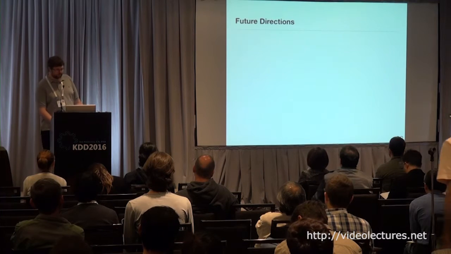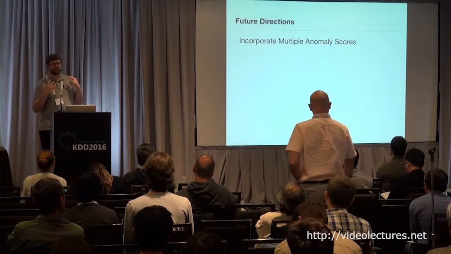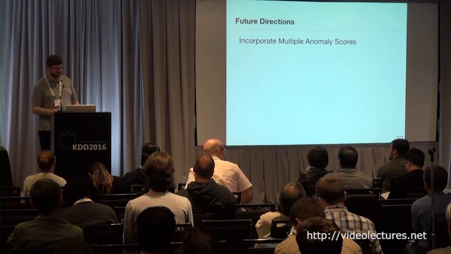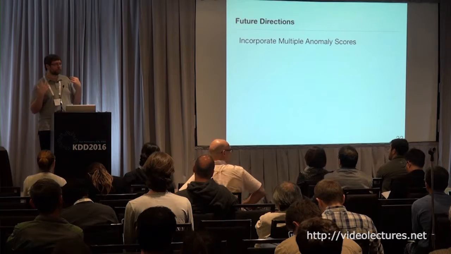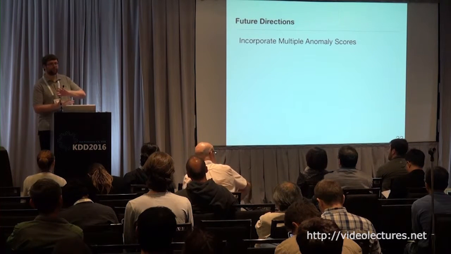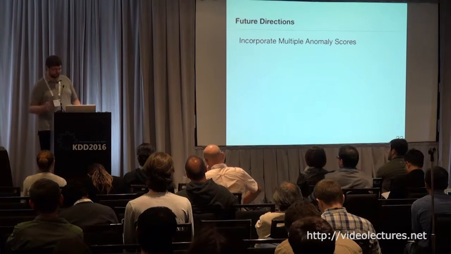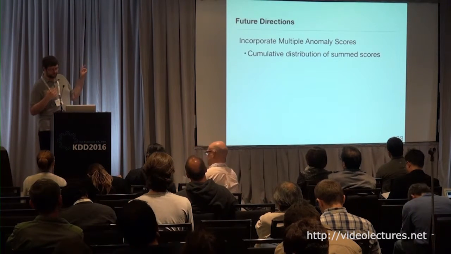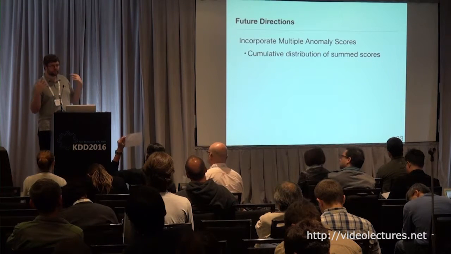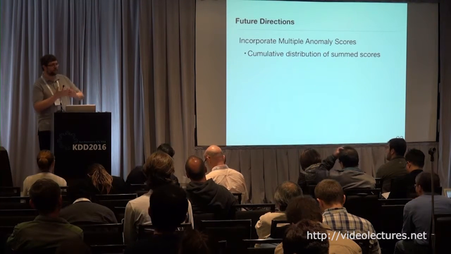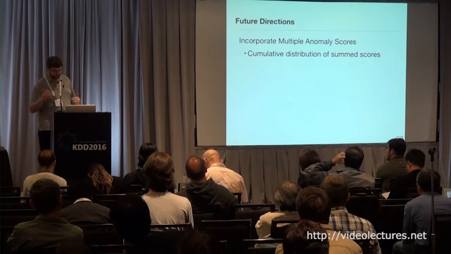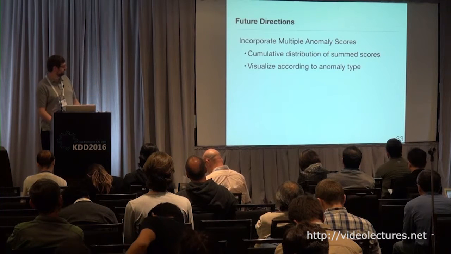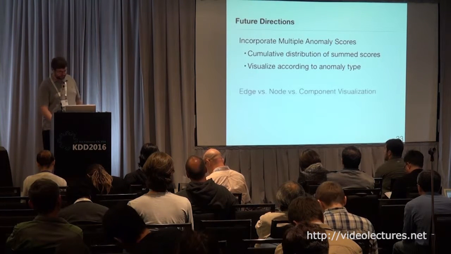All right. Now, in terms of future directions for this work, we've just had a handful of statistics, and we've applied them in isolation. You can imagine a scenario where you might want to identify anomalies based on a multitude of criteria. And that's straightforward to do with the decomposition approach. You just have to normalize and then break down the summed cumulative distribution, and then do some kind of visualization that takes into account the different anomaly types.